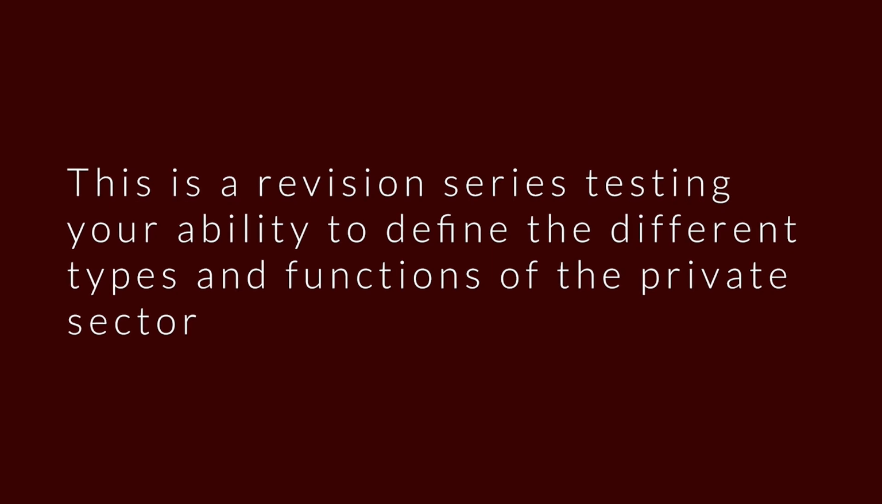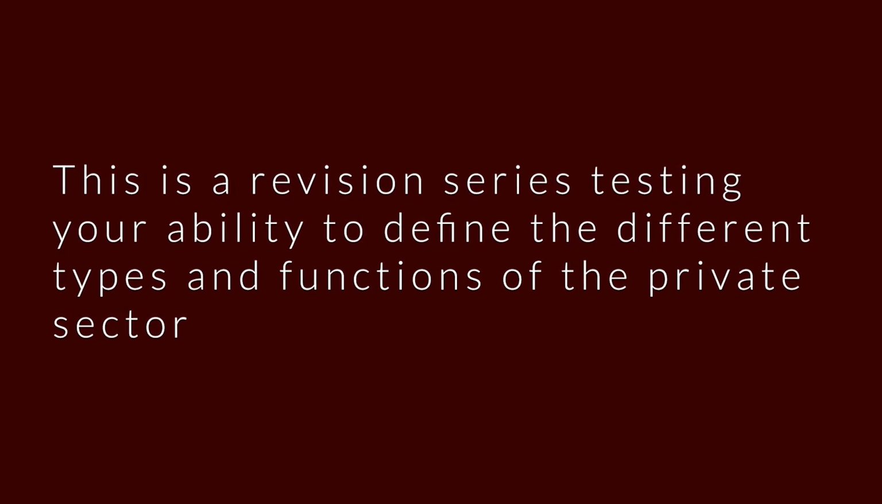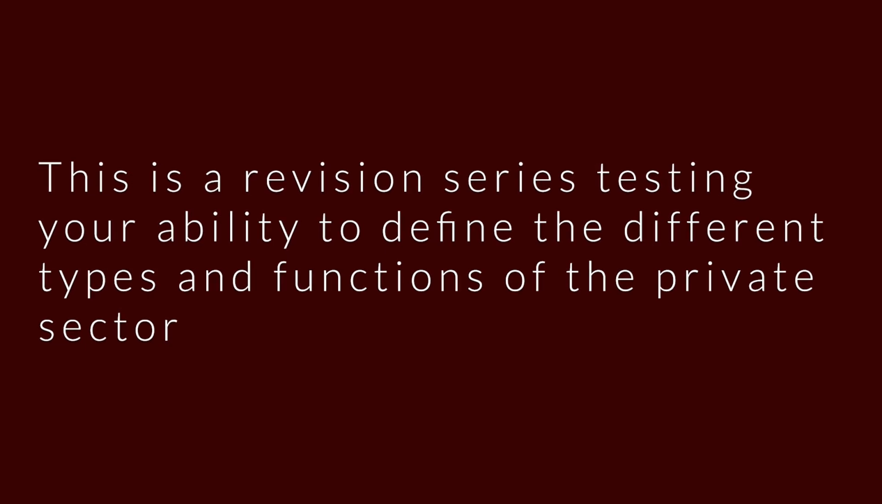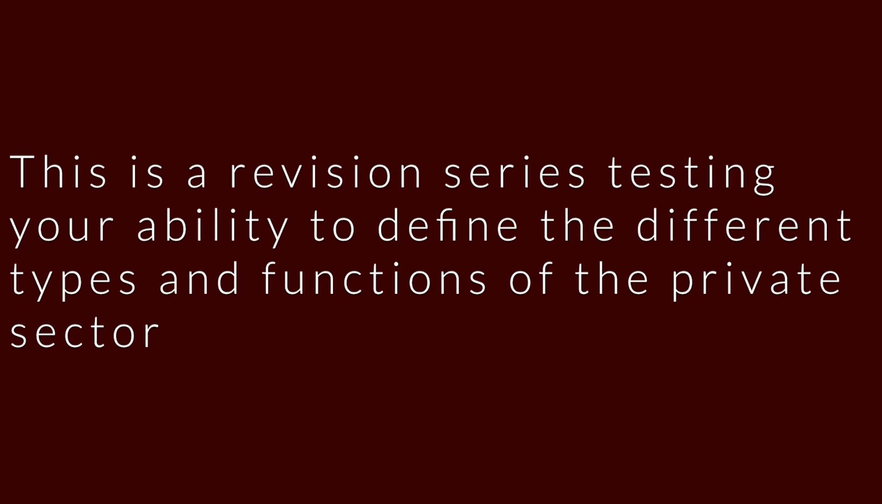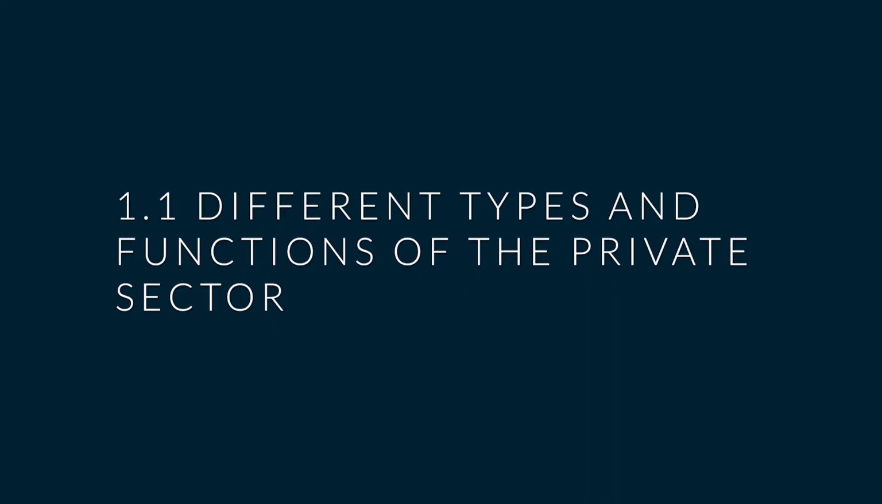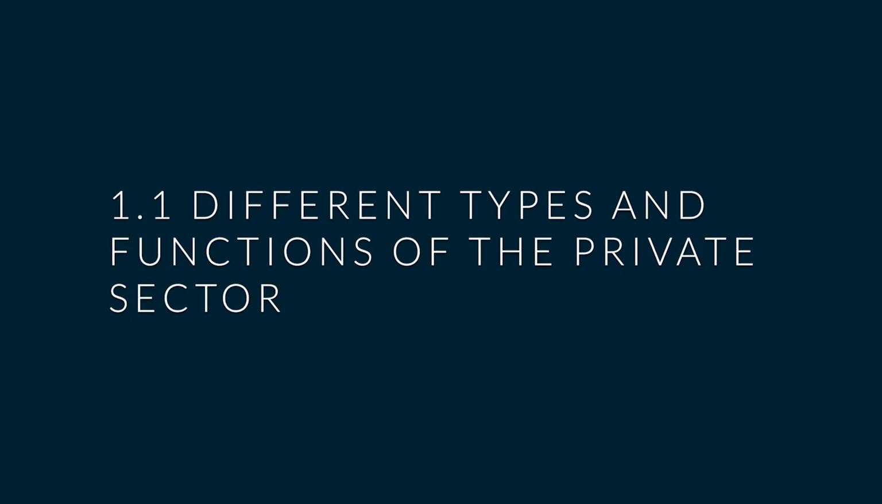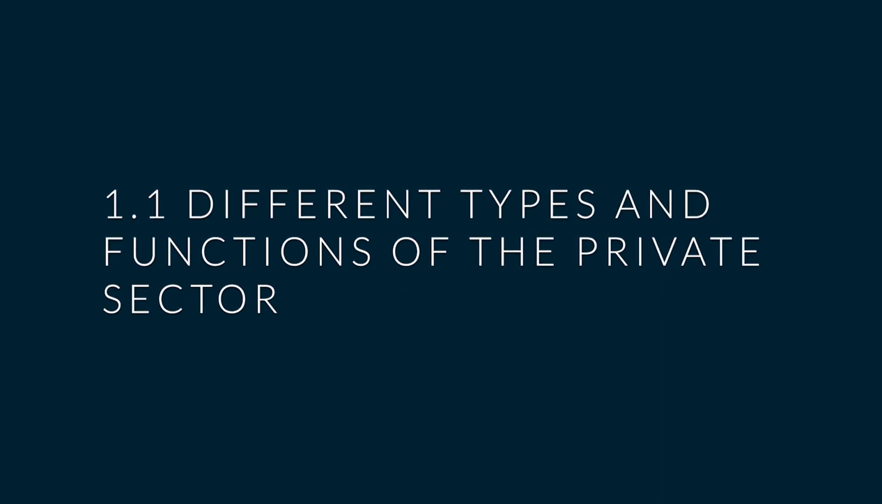Now, in Level 3, Module 1, which is what this revision series is all about, this revision series is testing your ability to define the different types and functions of private sectors. Now, why are we doing that? Because that is the first assessment criteria in L3M1, learning outcome 1, that is. In learning outcome 1, the first assessment criteria requires you to differentiate, basically to explain, different types and functions of the private sector, right?